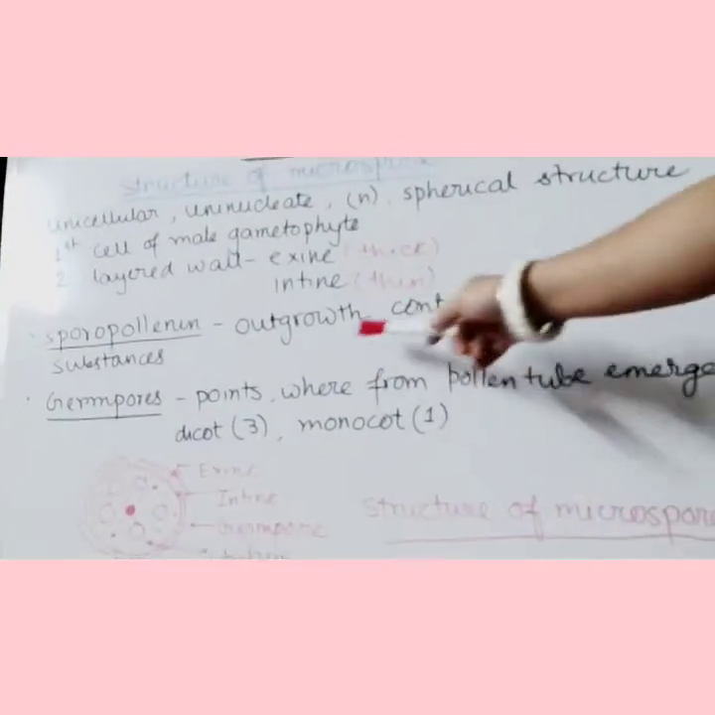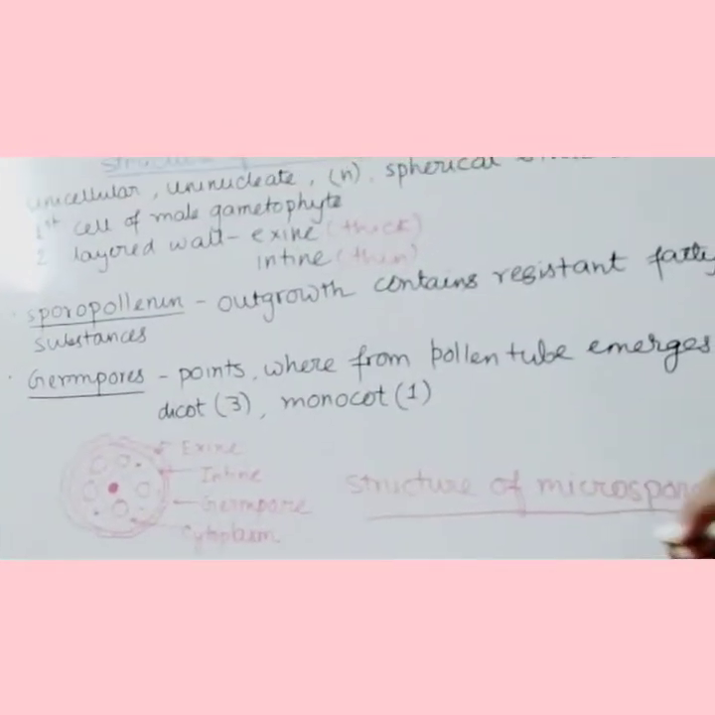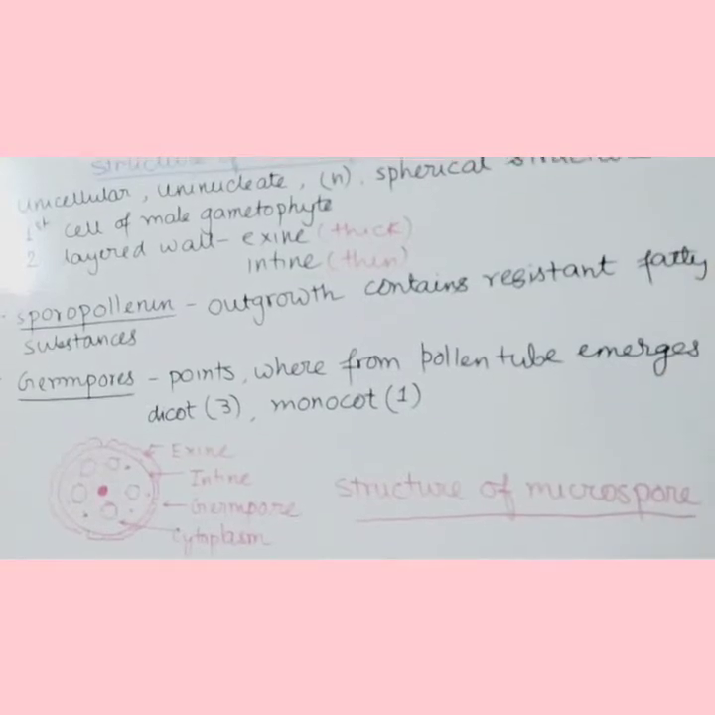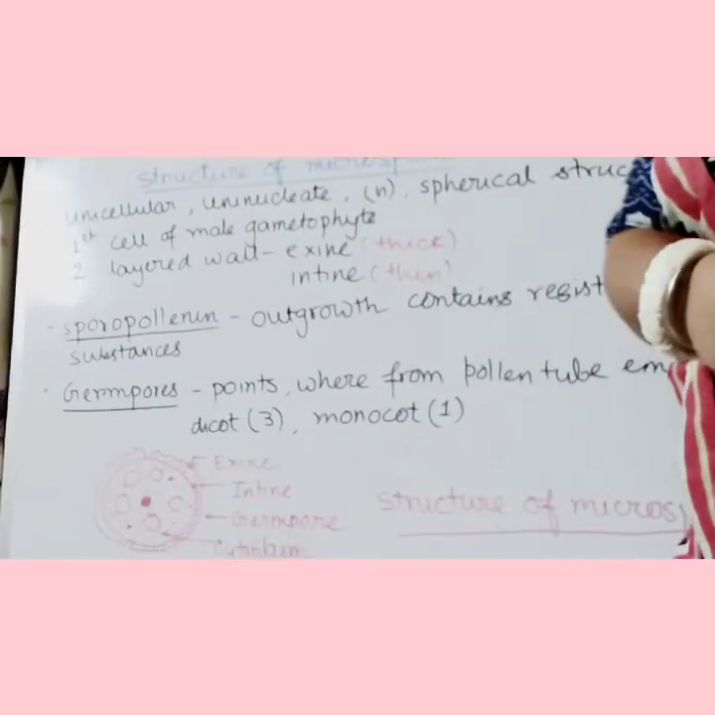Sporopollenin. This outgrowth contains some resistant, fatty substances. That substance, sporopollenin, cannot be degraded by digestive enzymes. It is resistant to alkali and acids. So that is a very resistant substance, sporopollenin. A question comes from this chapter: what is sporopollenin?